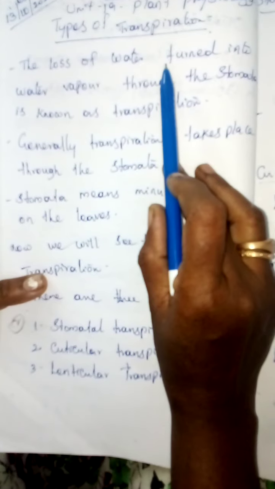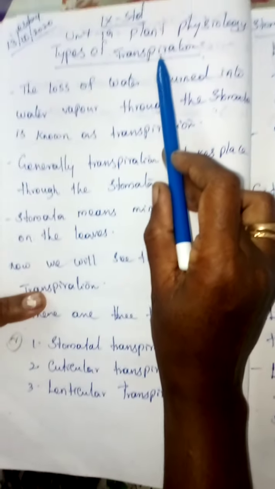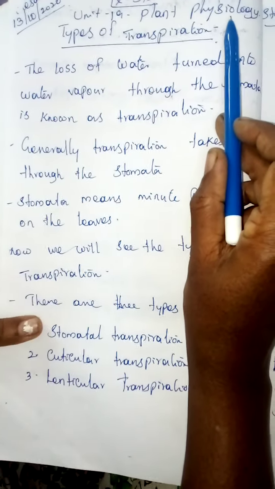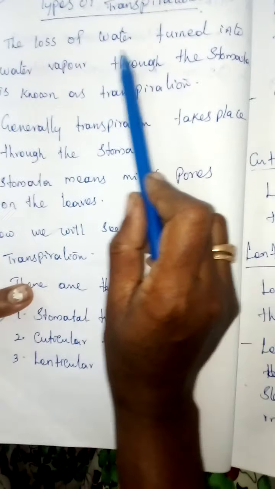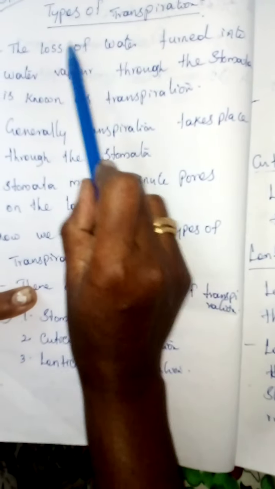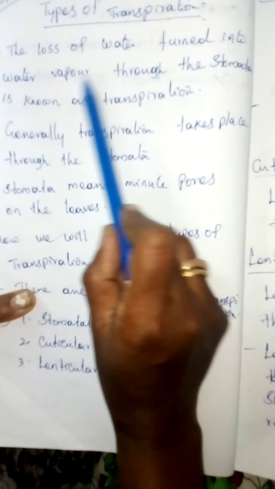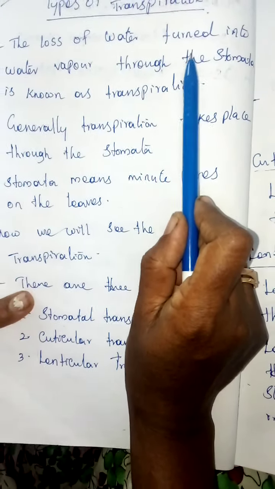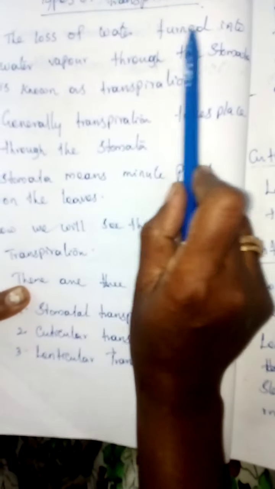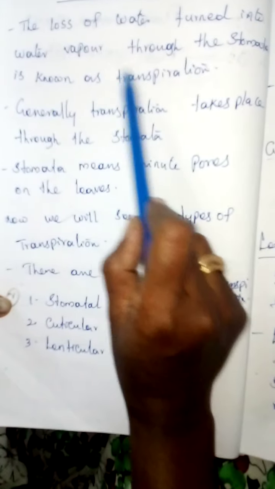Okay. Today we are going to see the types of transpiration from the plant physiology lesson. So you know what is plant physiology. The loss of water turned into water vapor through the stomata is known as transpiration. Once again I am telling, listen very carefully. The loss of water turned into water vapor through the stomata is known as transpiration.